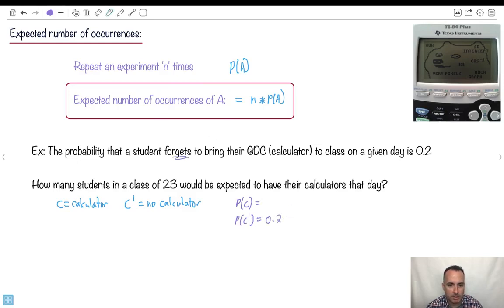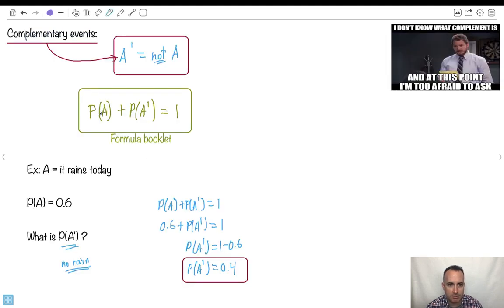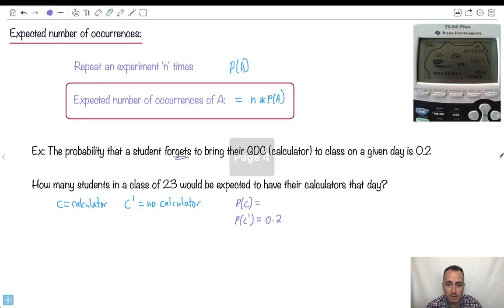Well, then what's the probability that they do have their calculator? I'm going to essentially use this idea right here. Remember that probability of A plus probability of not A equals 1. So if that's the case, how do I figure this one out? Well, 1 minus 0.2 is going to be 0.8. Right? So hopefully you'll sort of get that. So I know then that the probability of the student having their calculator on a given day is 0.8. I'm just trying to show you how I figured that out. Okay, it just came from not this.